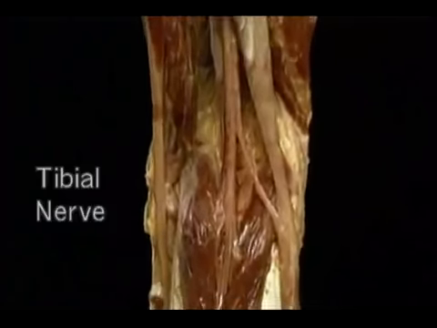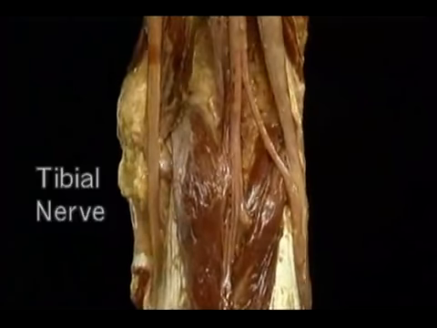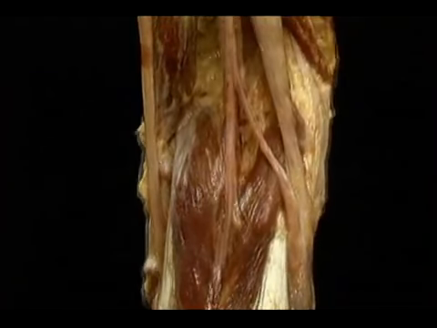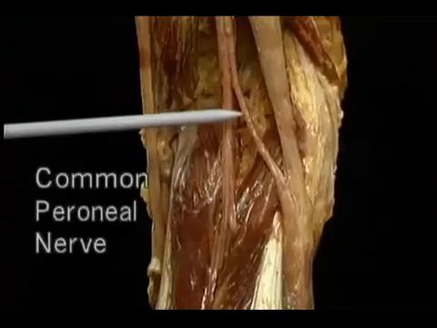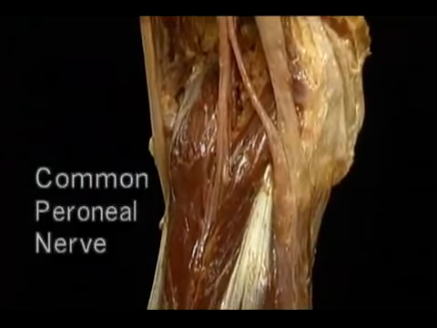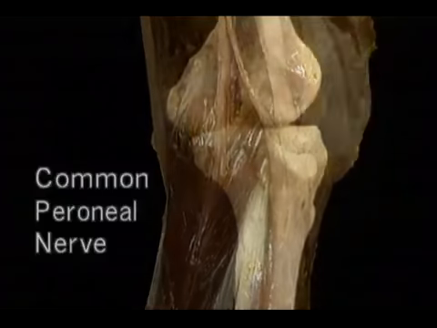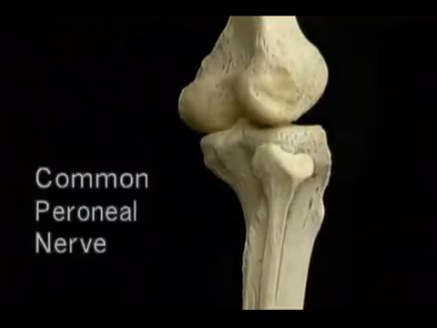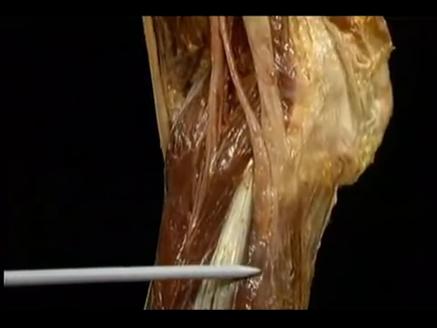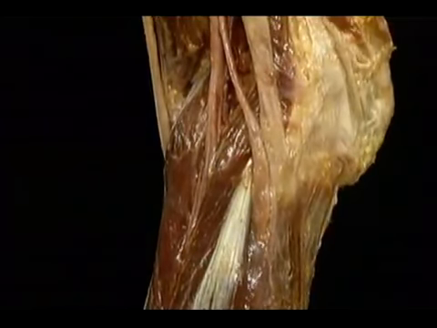The tibial nerve runs downward in the midline and passes between the two heads of gastrocnemius, along with the popliteal vessels. The common peroneal nerve diverges laterally, running just behind the tendon of biceps femoris. It passes around the neck of the fibula, here's the fibula, and passes into this muscle, peroneus longus. We'll follow the further course of both these nerves in the next section.